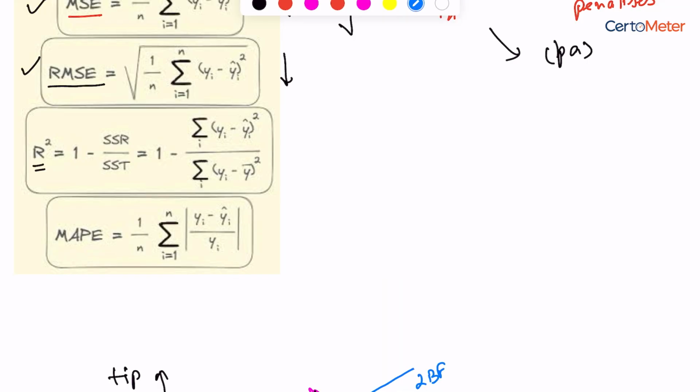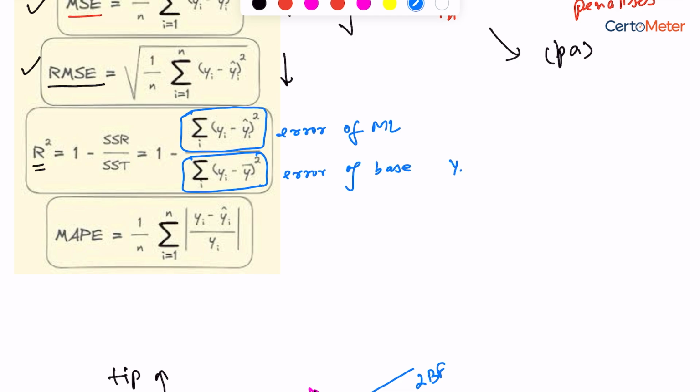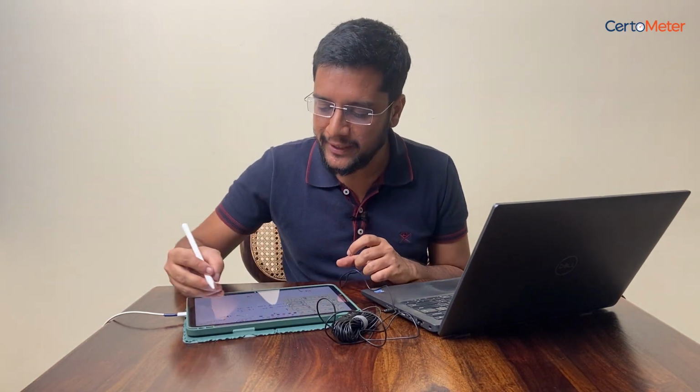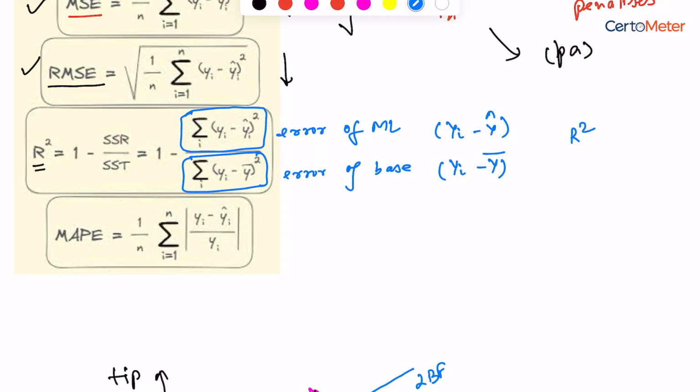If you look here, this numerator is nothing but the error of my machine learning model, and this denominator is nothing but the error of the base model. If you see here, I am saying how far is yi from the mean value of y. This is the base model and this is my machine learning model. So using R square, I try to judge the accuracy of my machine learning model by saying how much better my model is than the base model.